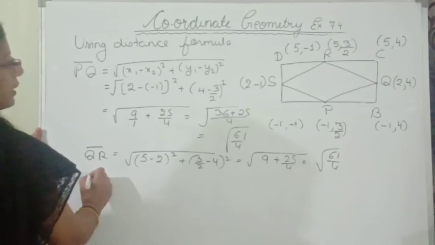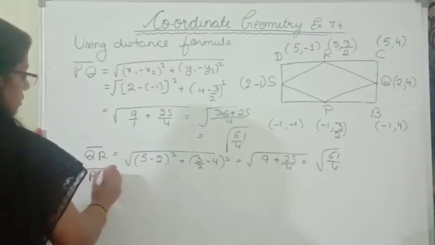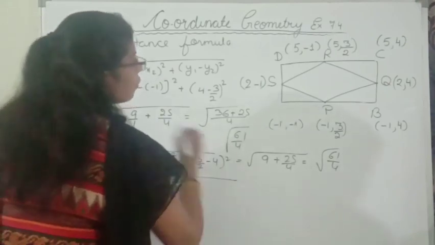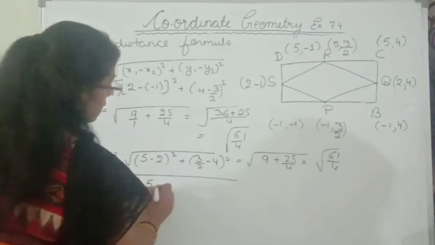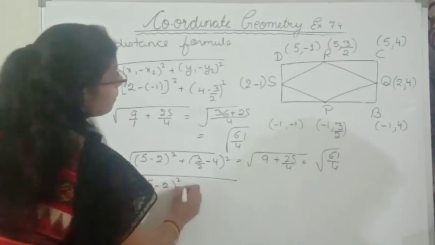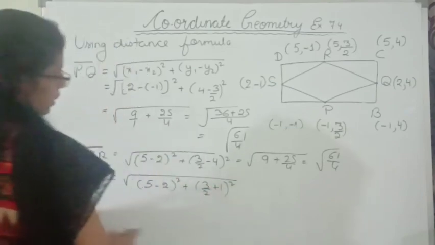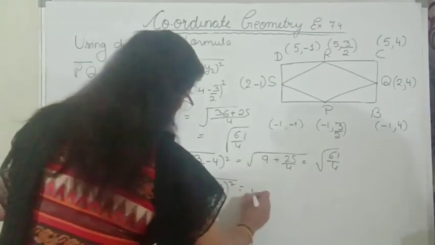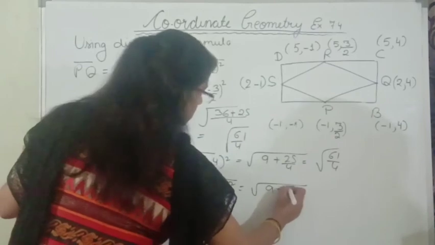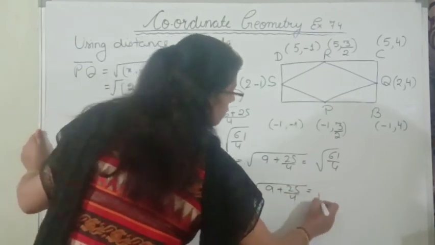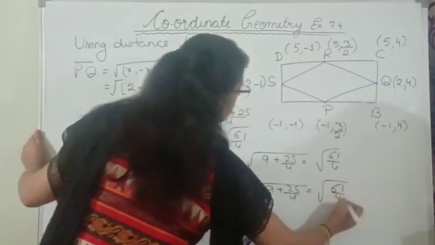Same way I can find RS. So what is the RS coordinate? So (5 minus 2) whole square plus (3 upon 2 minus of minus 1) whole square. Same way it is also coming the same: this is coming 9 and this is coming 25 upon 4, this will come 61 upon 4.